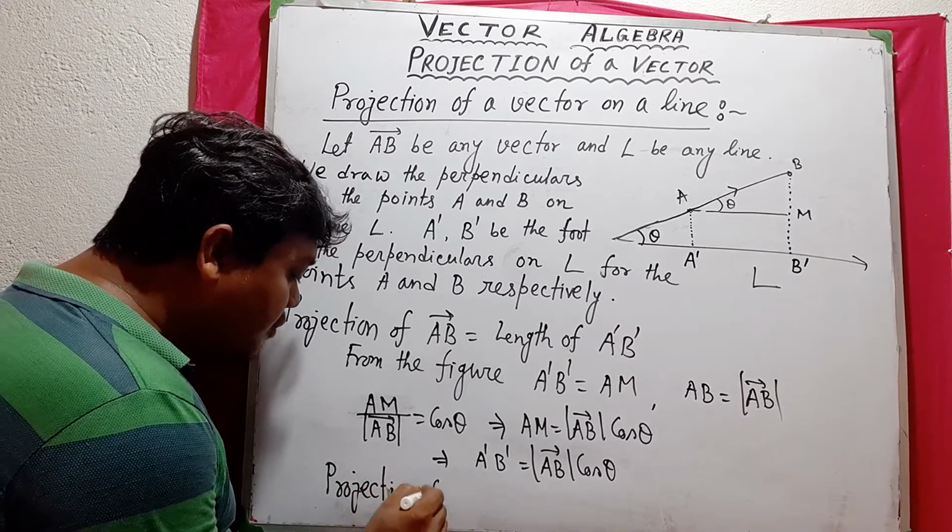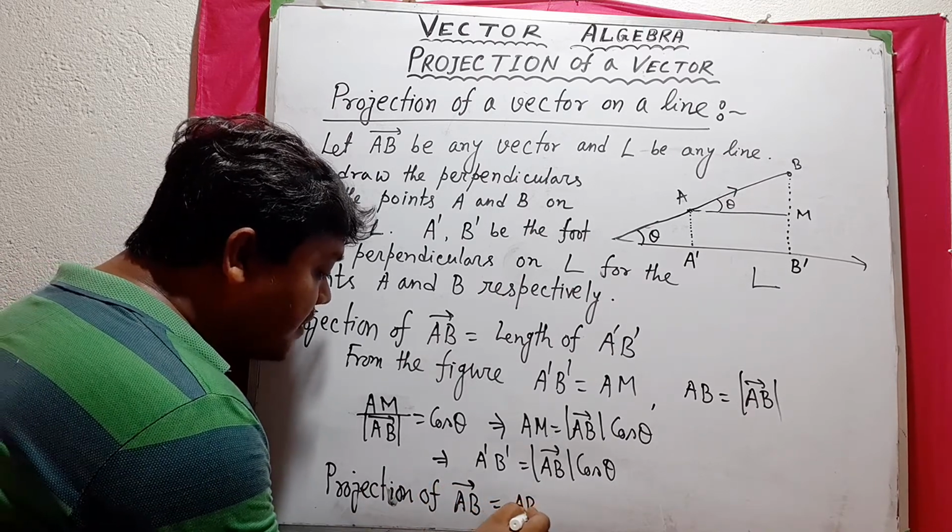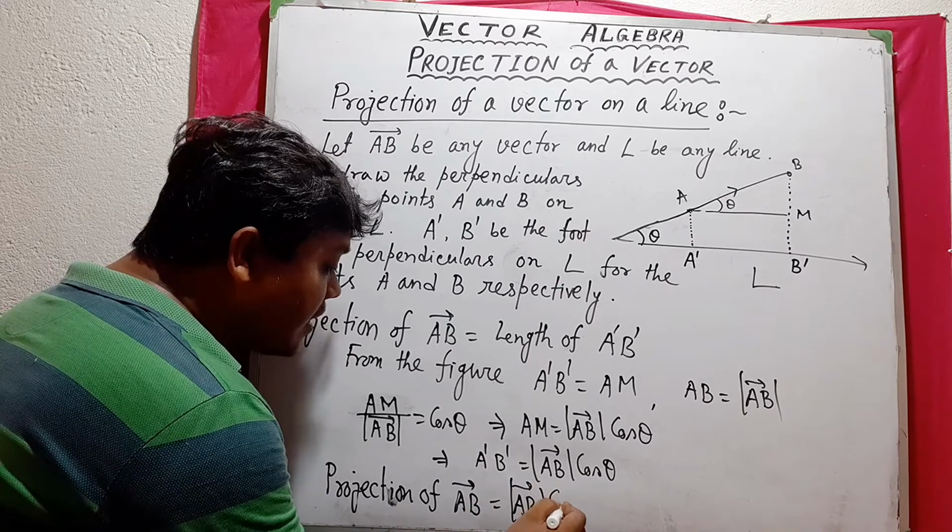prime, projection of AB vector equals mod of AB vector into cosine theta.